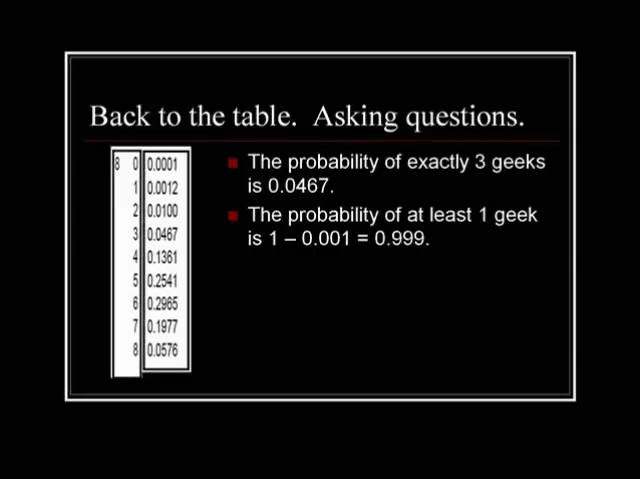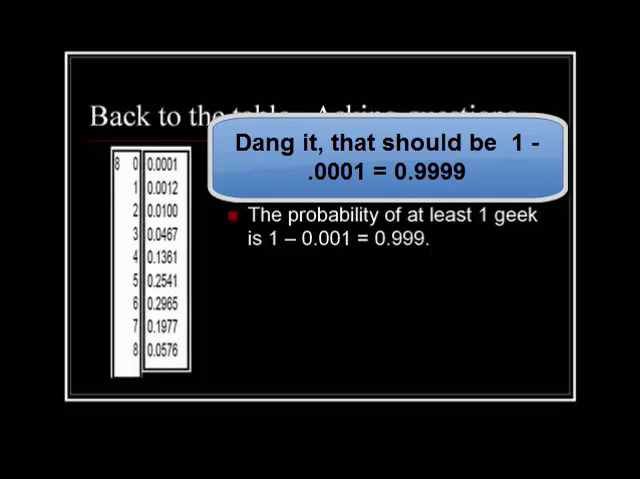Then the probability of at least one geek. Well, we could just start adding at 1 and go all the way down to 8, add those probabilities, 0.0012, 0.0100, and just all the way to the bottom, add those up. Or we can make use of the fact that the sum of all those probabilities is 1, and the only time you don't have at least one geek is when you have 0 geeks. So we can subtract that probability, the 0.0001, from 1 to get the probability of at least one geek. It's 0.999.